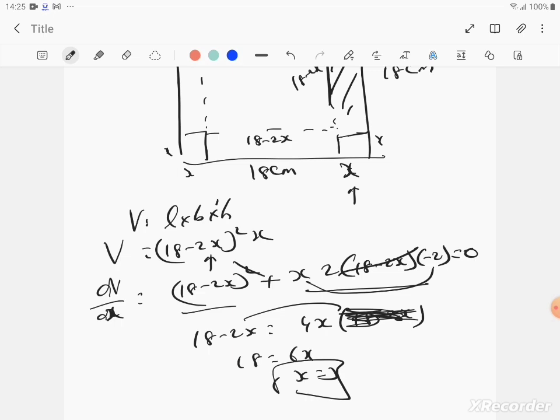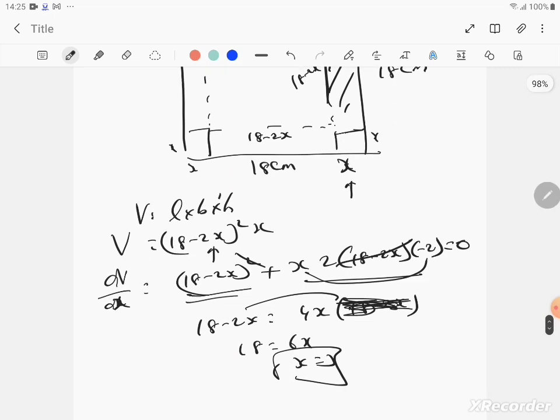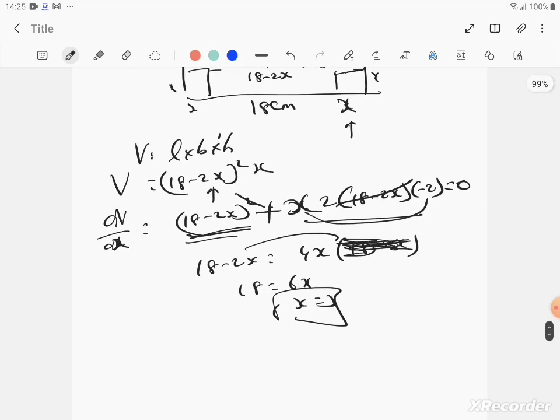So did I do it correctly? 18 minus 2x the whole square into x. First as it is, differentiation of second, plus second as it is, differentiation of first into minus 2. Yeah, it's perfect. So then this is the answer. x is equal to 3 is what I'm getting. So if they really want you to find the volume, you should do this.